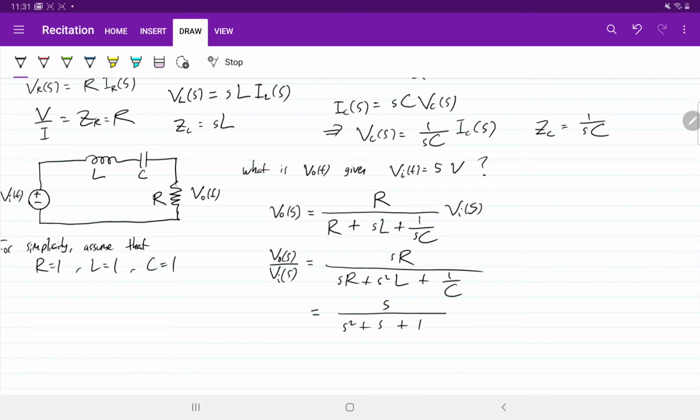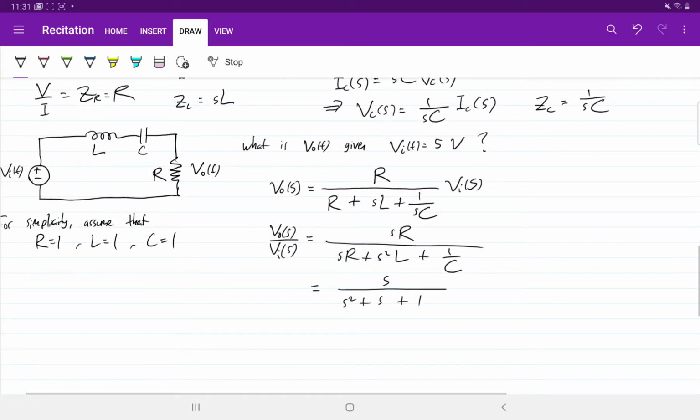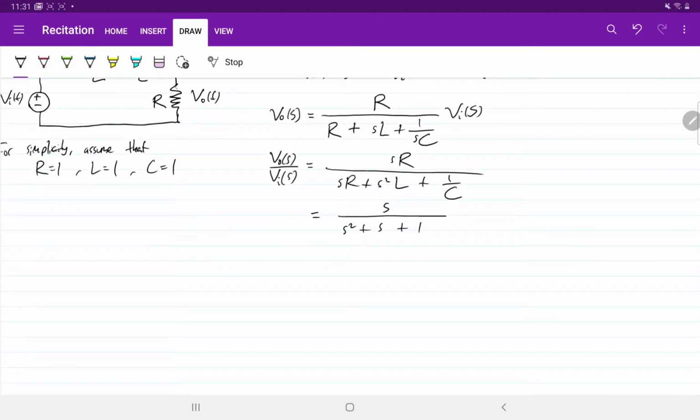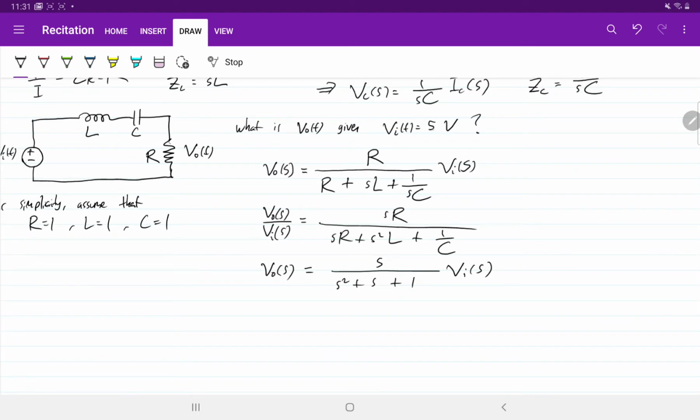Now the question is, what is the output voltage in time domain? So we need to solve this equation. We know that phi 0 of S equals S over S squared plus S plus 1 times phi I of S. But we know that phi I of t is 5 volts. So in Laplace domain, phi I of S is 5 over S, right?